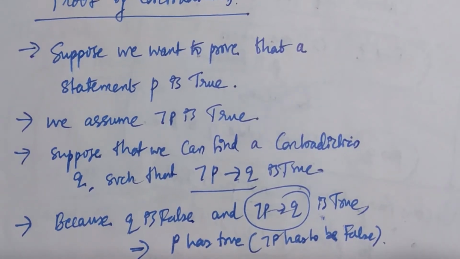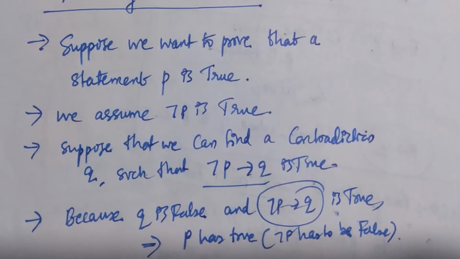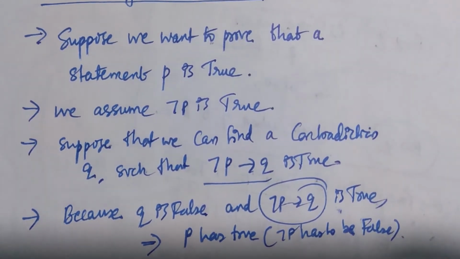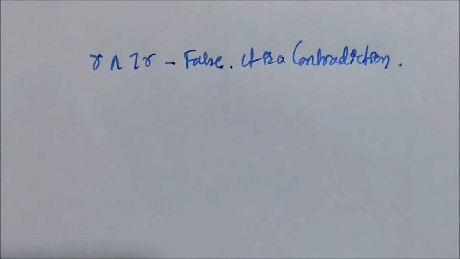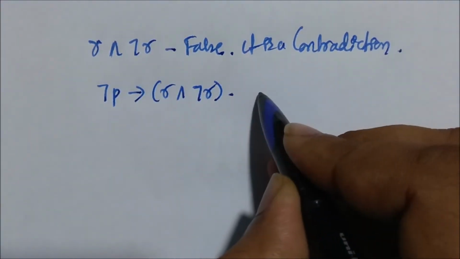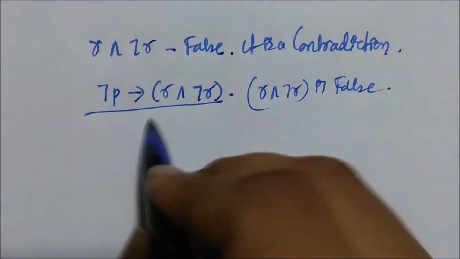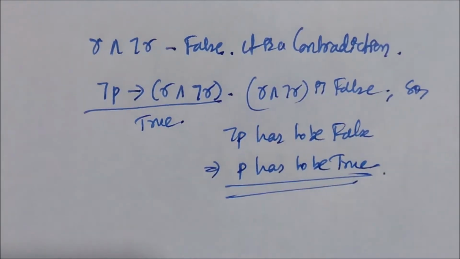Because Q is false and not P implies Q is true, then it has to be the case that not P has to be false, or in other words, P has to be true. This is how the proof by contradiction works. Because the statement R and not R is a contradiction, where R is a proposition, we can prove that P is true if we can show that not P implies R and not R is true for some proposition R. Now, let's look at a classic example to illustrate how proof by contradiction works.